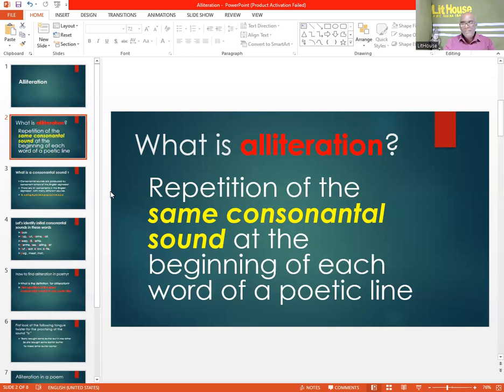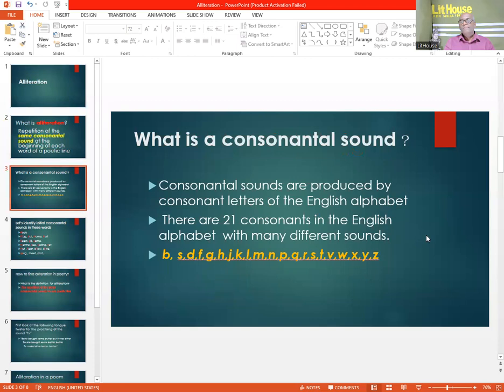Then your challenge is to know consonants. Consonants are the things that make consonantal sounds. What is a consonant? A consonant is a type of English letter. Now in the English alphabet, you know there are 26 letters. We divide those 26 letters into 5 vowels and 21 consonants.